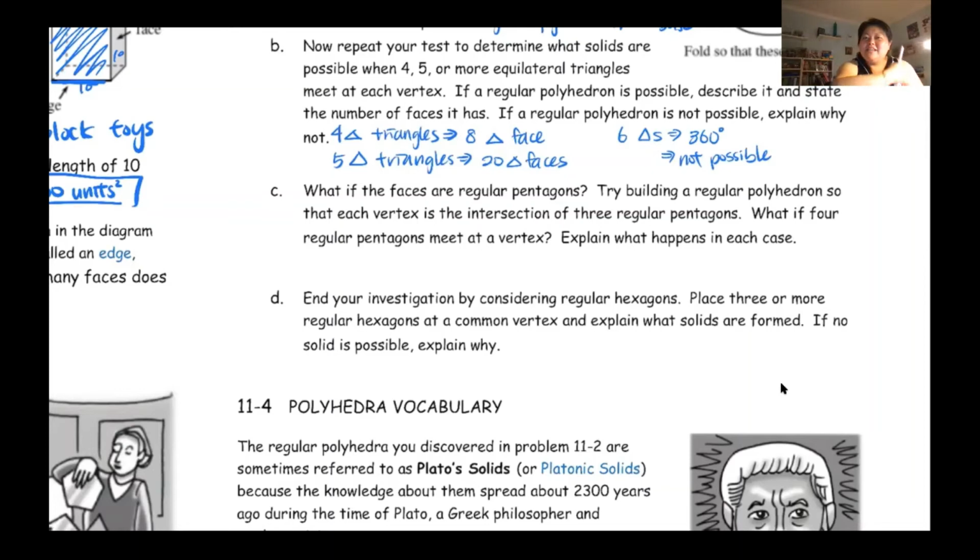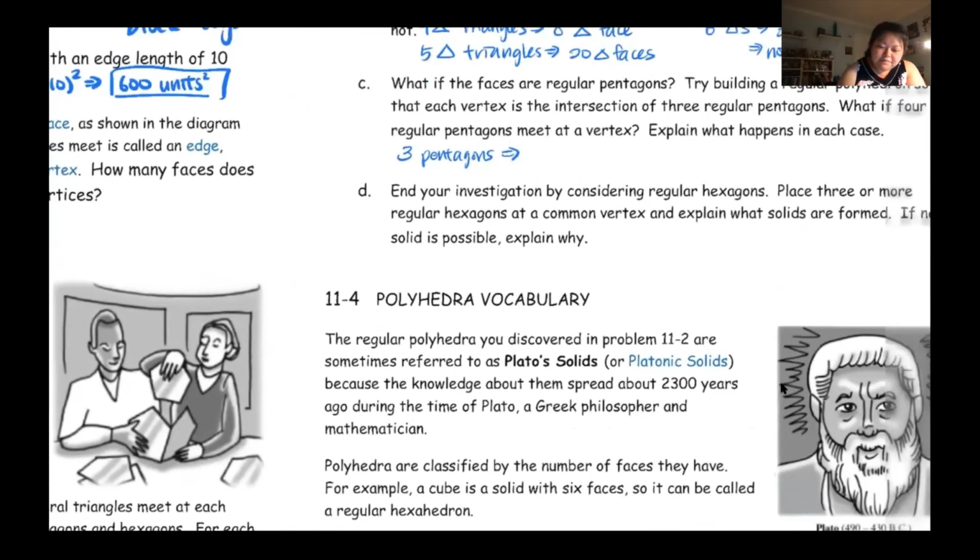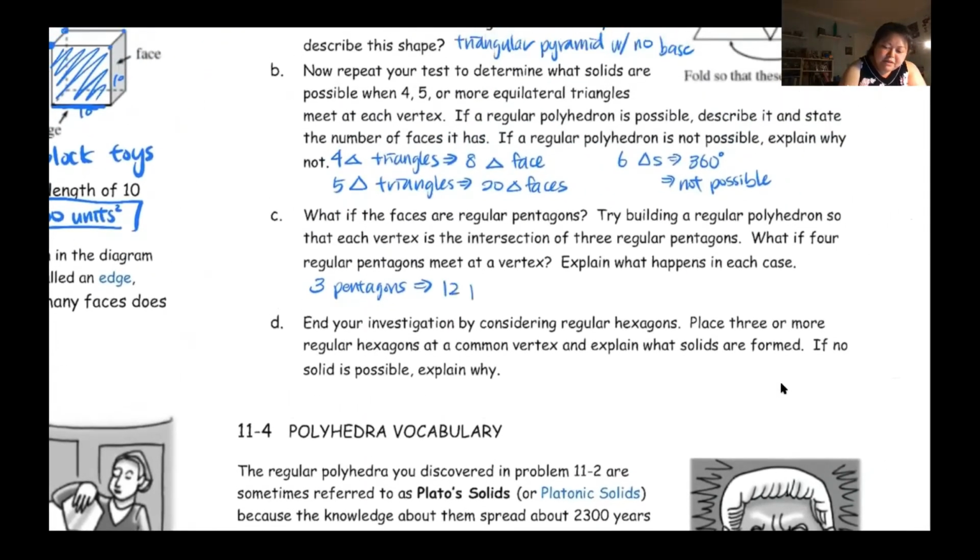So it says try building so that 3 regular pentagons meet. If it's 3 pentagons, it makes this last shape that we saw here, the 12 pentagon face shape. Okay, can you make more? You cannot. Yeah, my mistake. You cannot make more. Why?